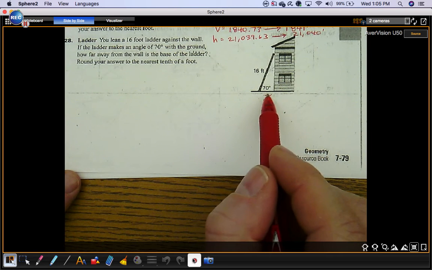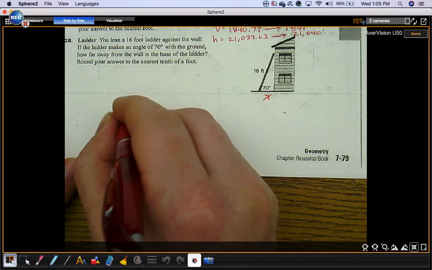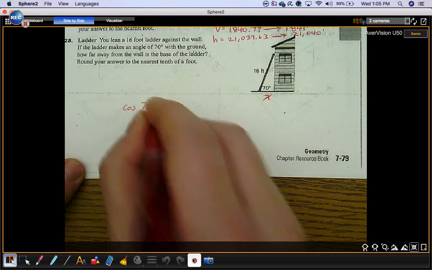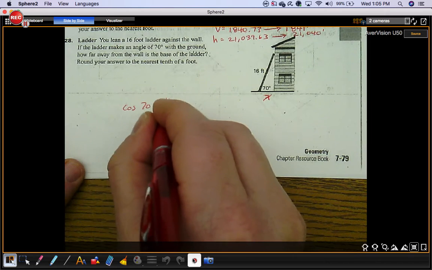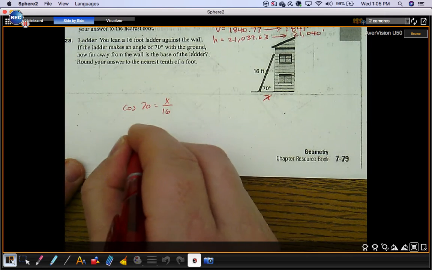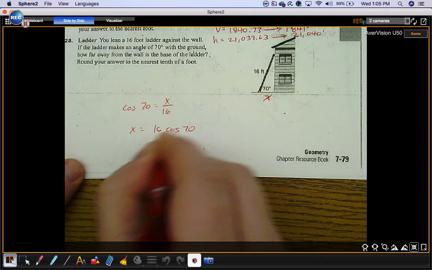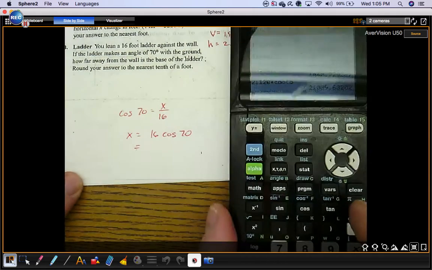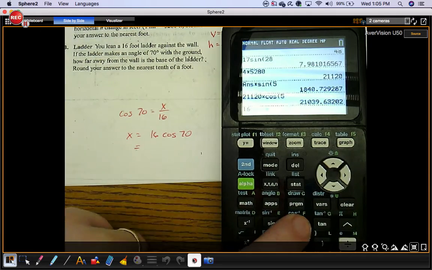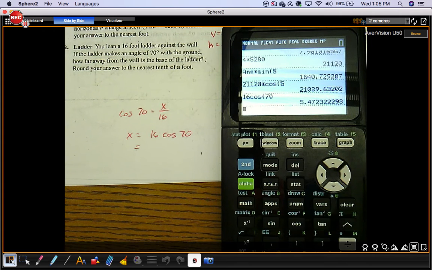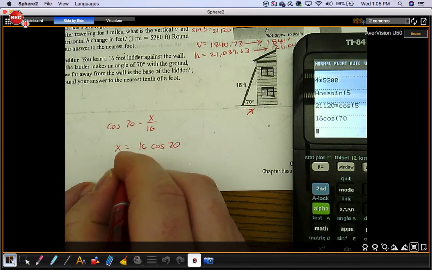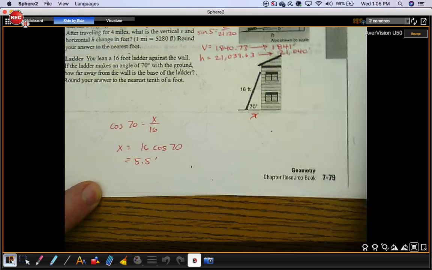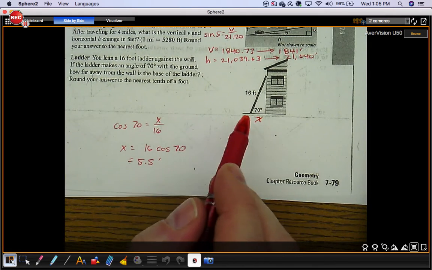You want this guy, that's the adjacent, and you have the hypotenuse. So that's cosine. Cosine of 70 is going to equal your adjacent over your hypotenuse. So 16 cosine 70 is your exact answer. We're going to round to the nearest tenth of a foot, so 5.5. That's how far the ladder is from the base of that building.